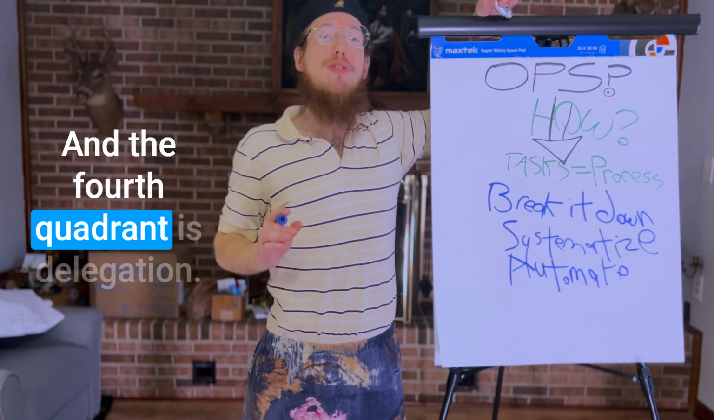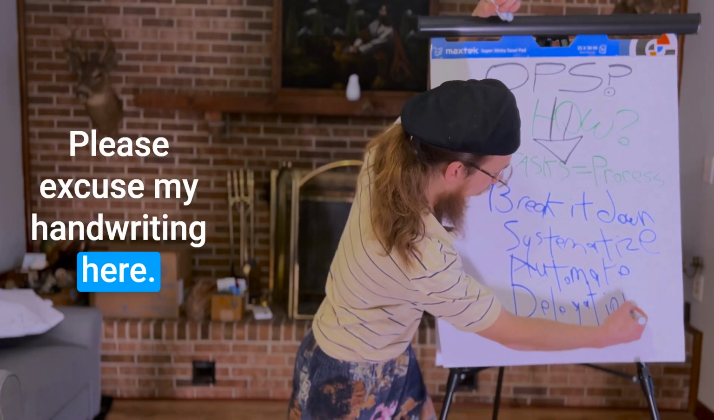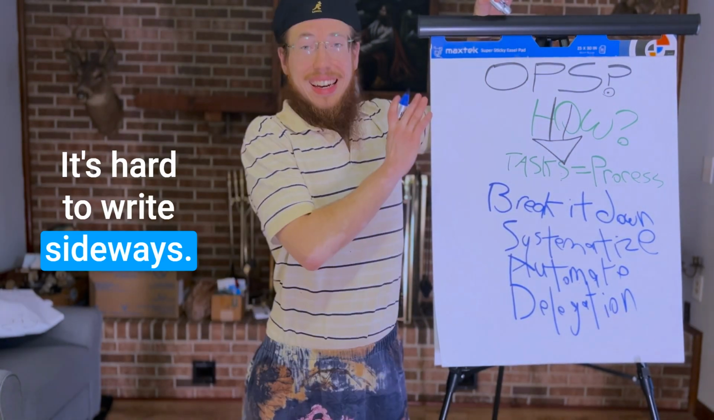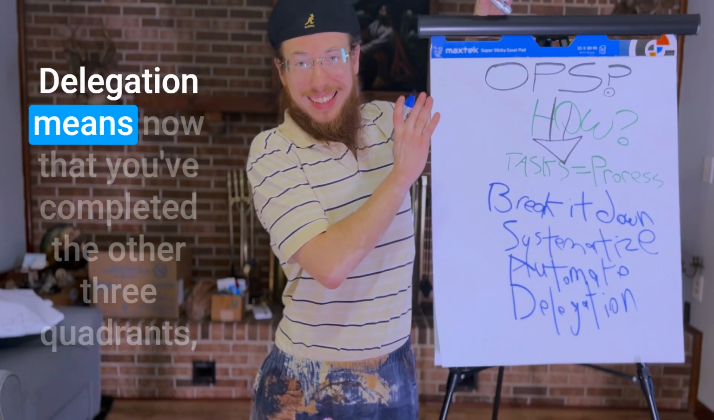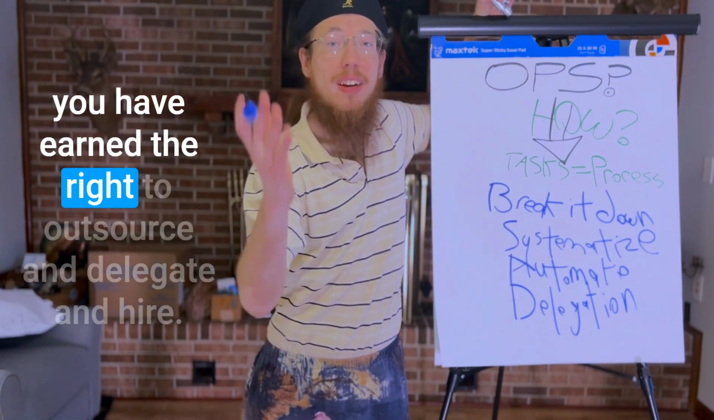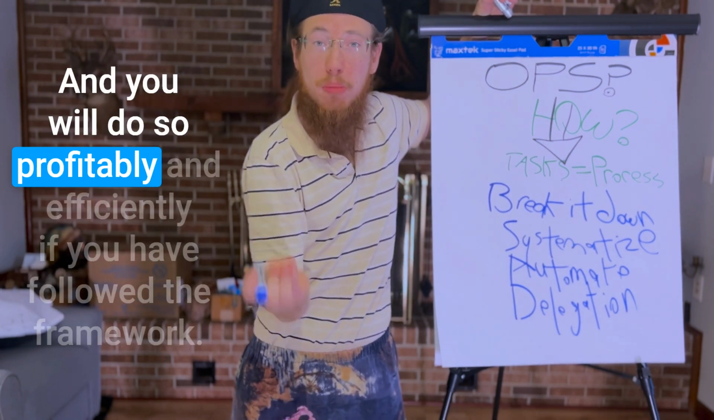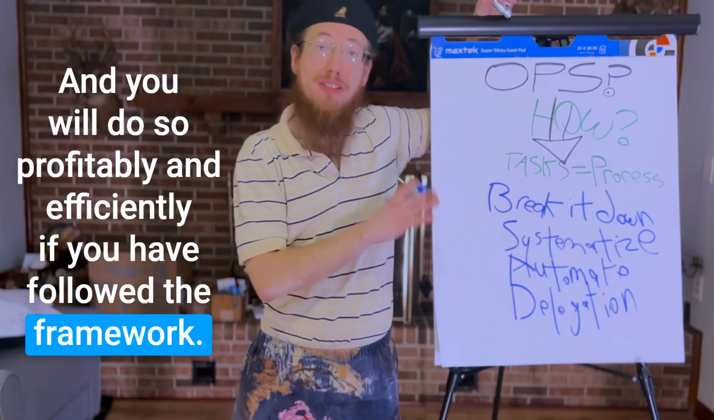And the fourth quadrant is delegation. Please excuse my handwriting here. It's hard to write sideways. Delegation means now that you've completed the other 3 quadrants, you have earned the right to outsource and delegate and hire, and you will do so profitably and efficiently if you have followed the framework.